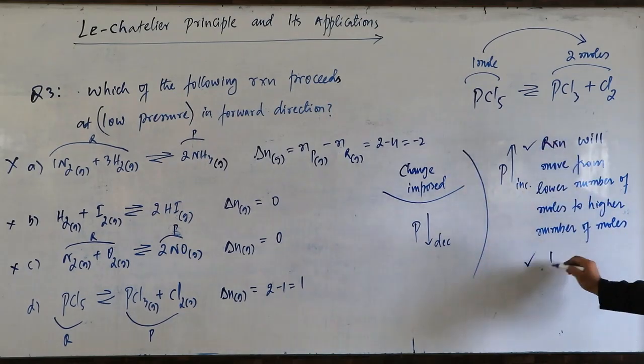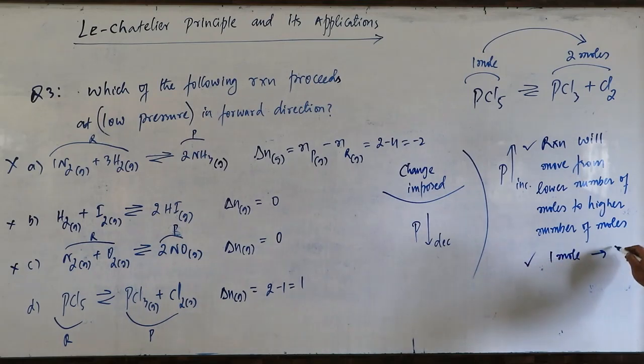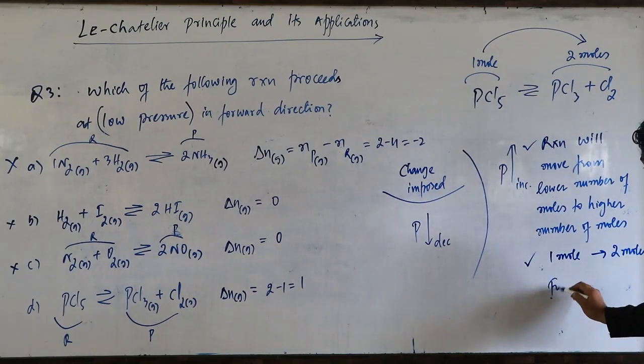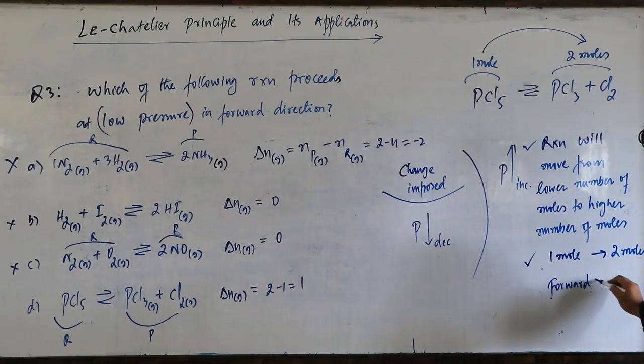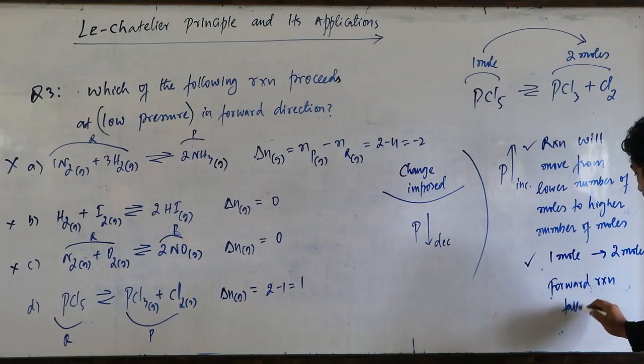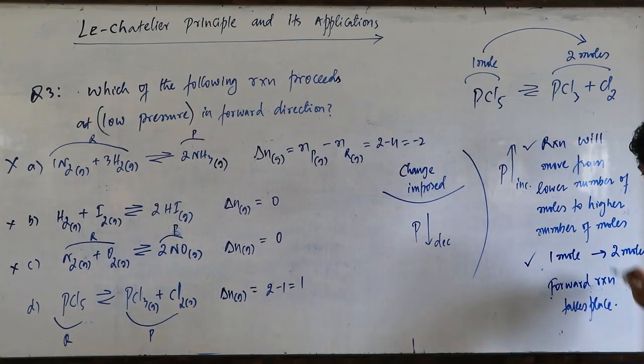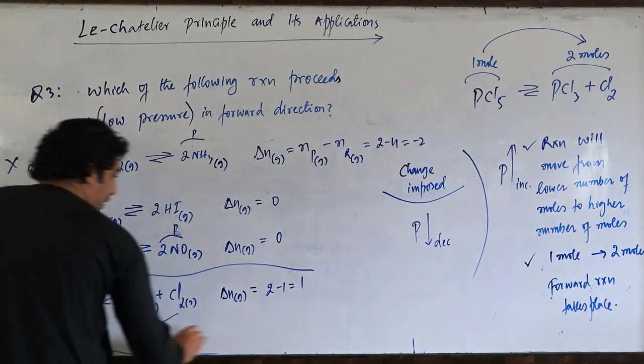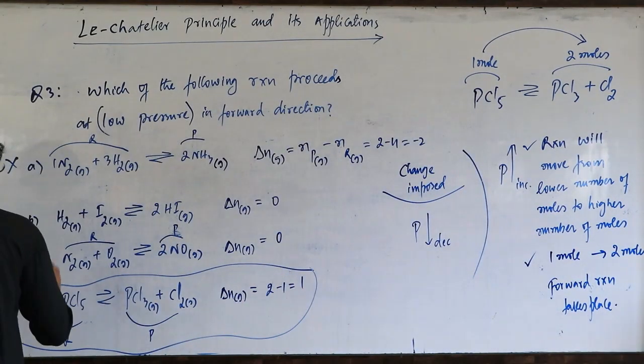And that is, from 1 mole to 2 moles you are moving. So from 1 mole to 2 moles, that means you are moving in a forward direction. That means the forward reaction takes place. So dear friends, the last option is our answer, that here the forward reaction will take place. So D is the answer.